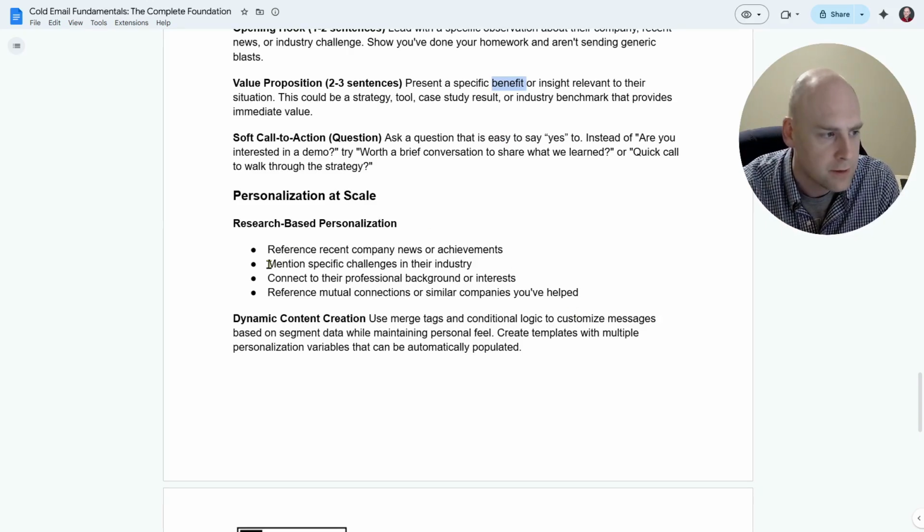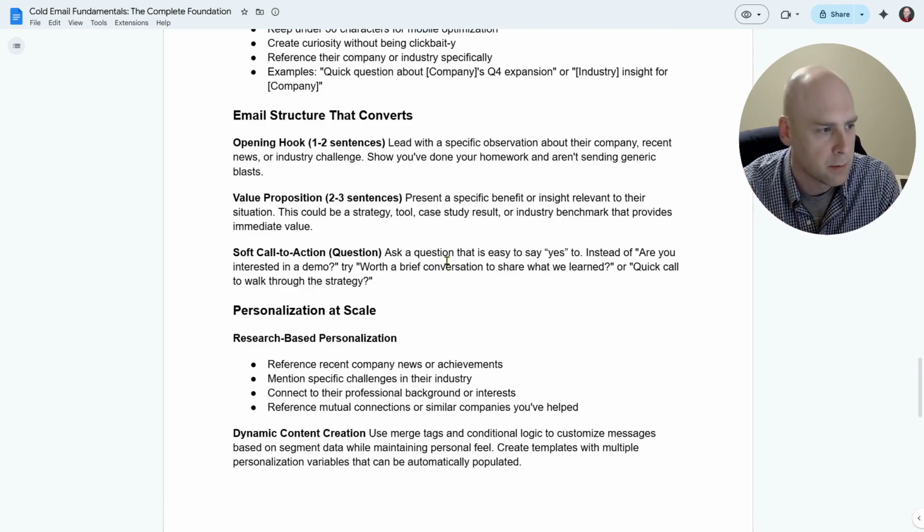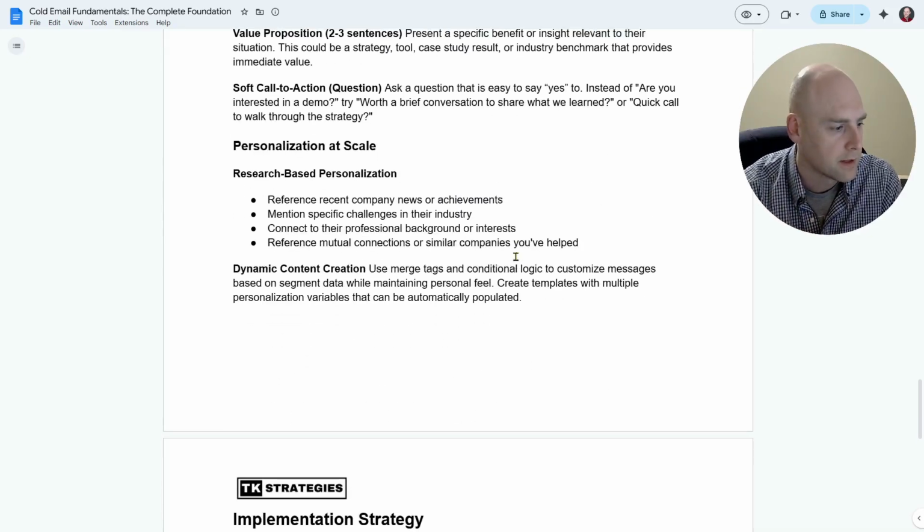And we talked about personalization. These things are great, like company news, achievements. But this is the big one: specific challenges. If you can really address a pain point, you're going to resonate with them in a big way. You know, referencing connections, etc. But really, you want to use variables, and Instantly and Smartlead are capable of doing these things, where you have a variable for the first name, the company name, personalization, or location, etc. So that's kind of the big thing.